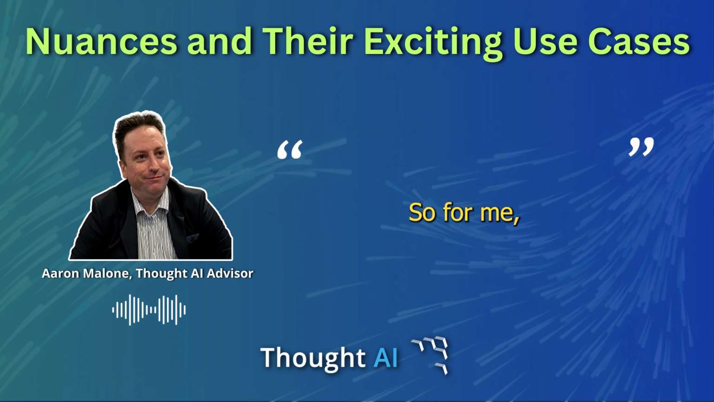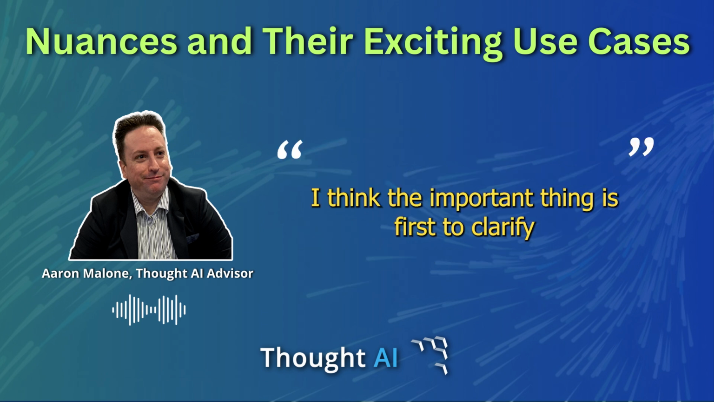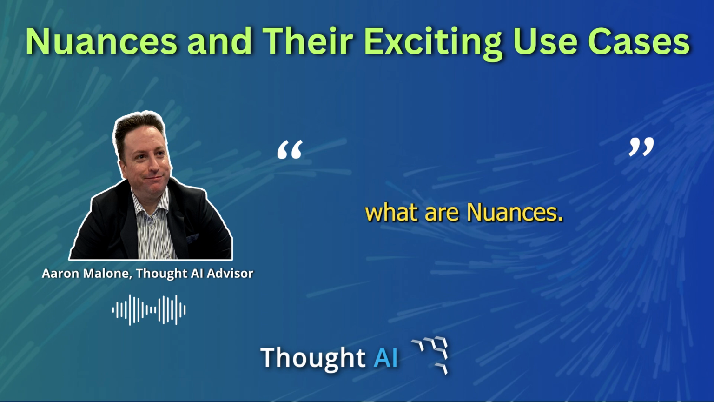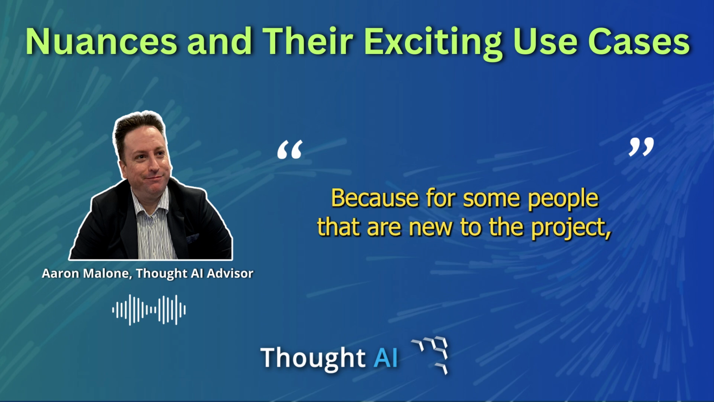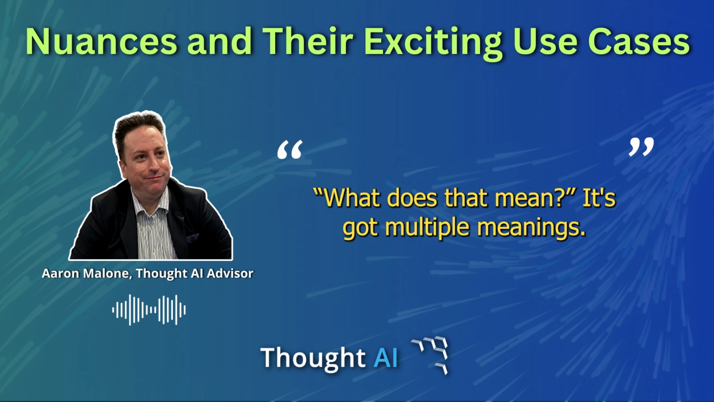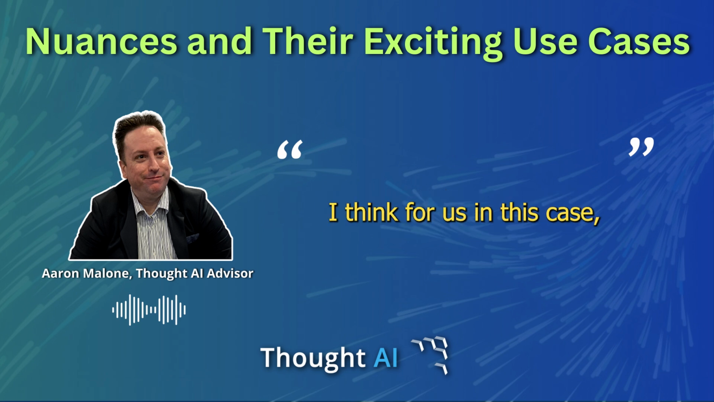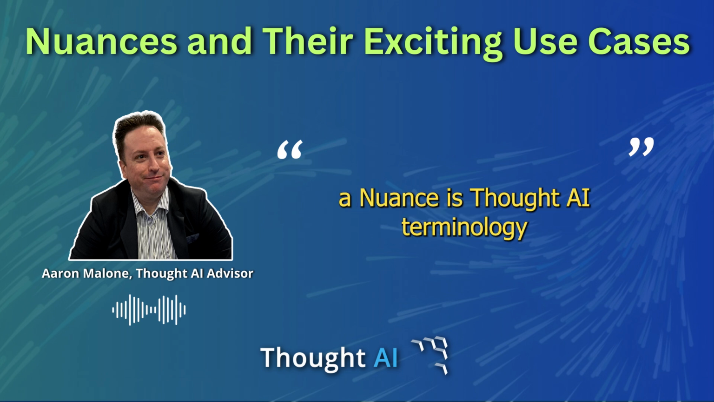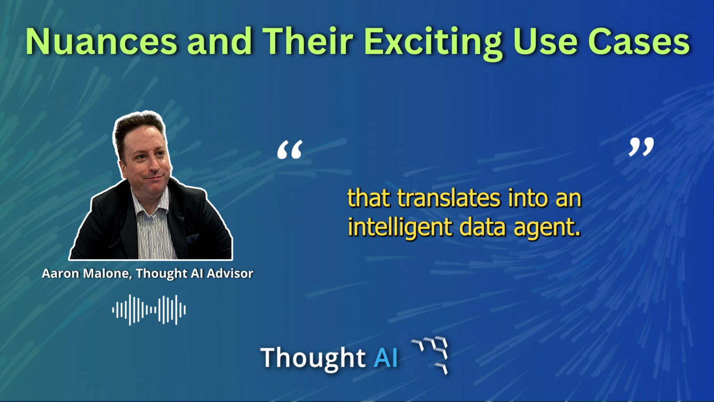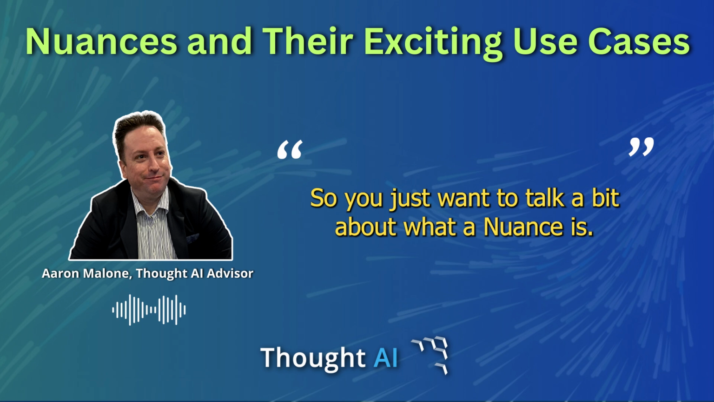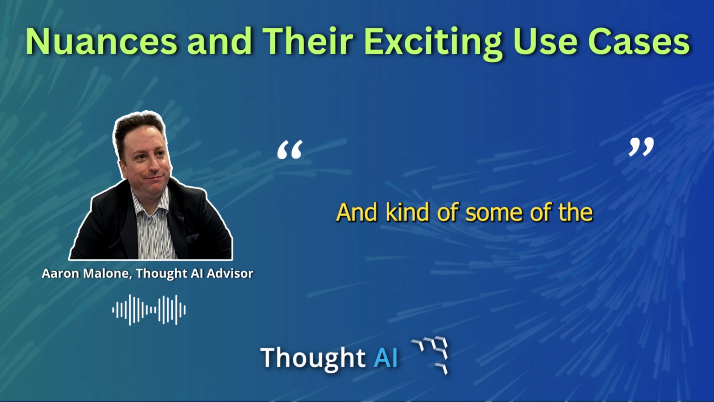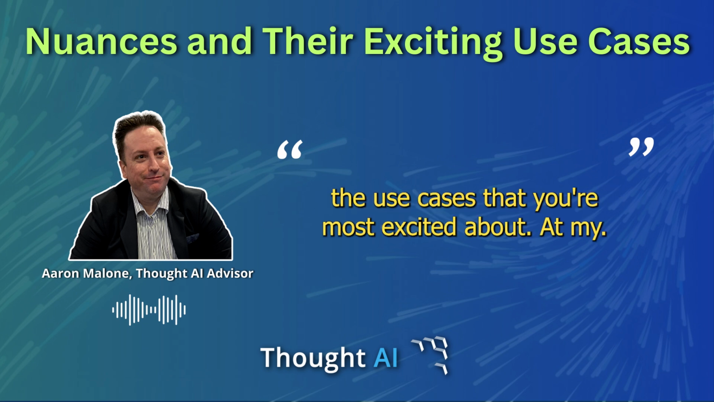So for me, I think the important thing is first to clarify what a nuance is, because for some people that are new to the project, they'll be like, nuance, what does that mean? It's got multiple meanings. I think for us in this case, a nuance is thought AI terminology that translates into an intelligent data agent. So do you just want to talk a bit about what a nuance is and some of the use cases that you're most excited about at the moment?